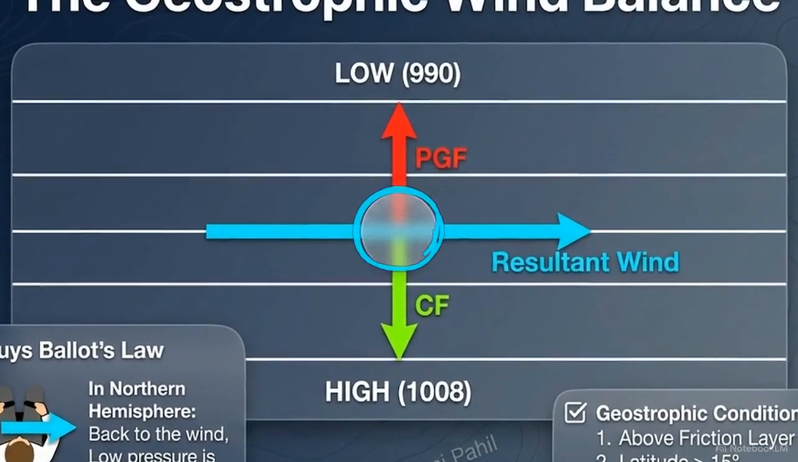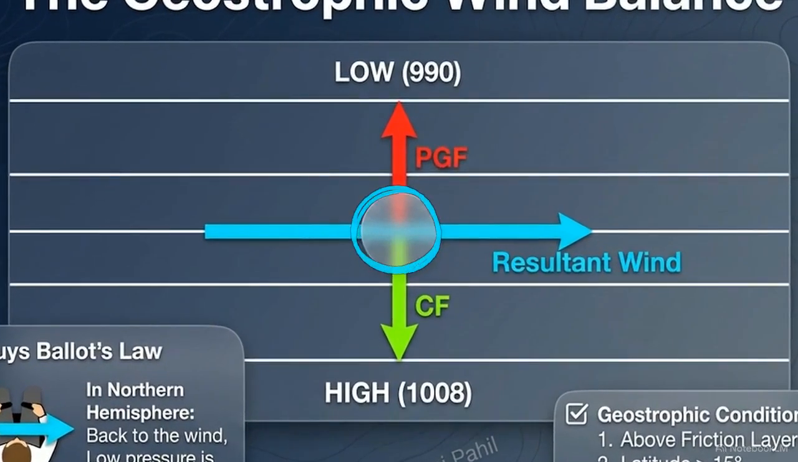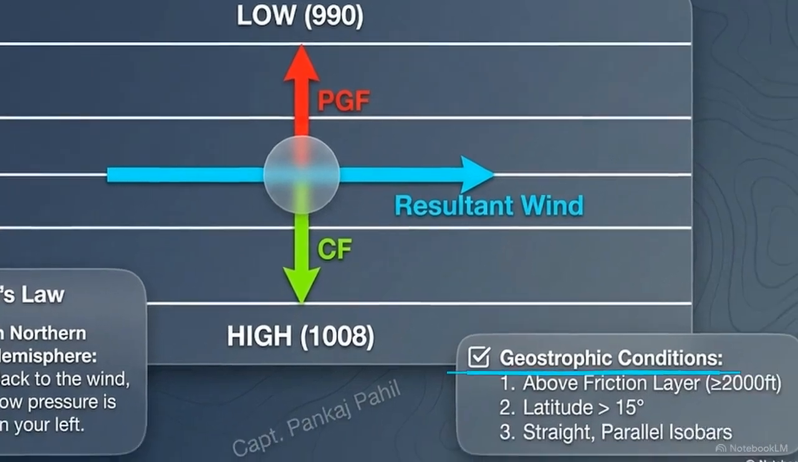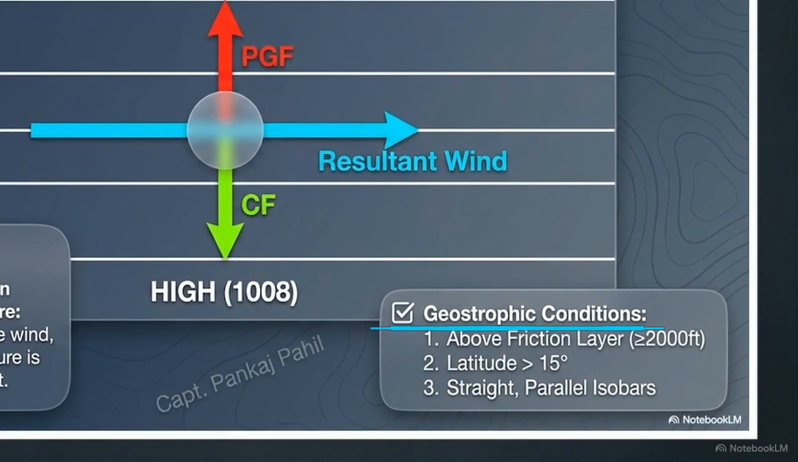Here, the inward pull of the pressure gradient force perfectly matches the outward pull of the Coriolis force, resulting in air flowing strictly parallel to straight isobars. The DGCA mandates 3 precise conditions for geostrophic flow to exist. The air must be above the friction layer, typically beyond 2,000 feet. The latitude must be greater than 15 degrees, and the isobars must be straight and parallel.